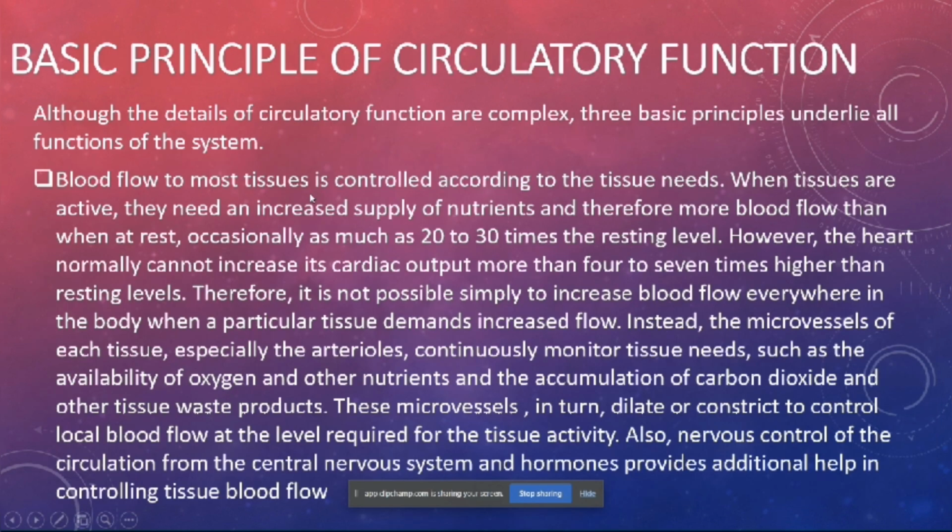So now the basic principle of circulatory function. Although the details of circulatory function are complex, basic principles underlie all these functions. Blood flow to most tissue is controlled according to the tissue need. When tissues are active, they need increased supply of nutrients. Therefore, more blood flow than when at rest, occasionally as much as 20 to 30 times the resting level.